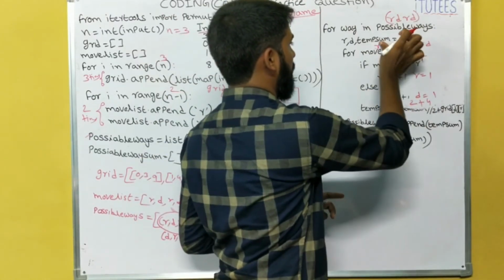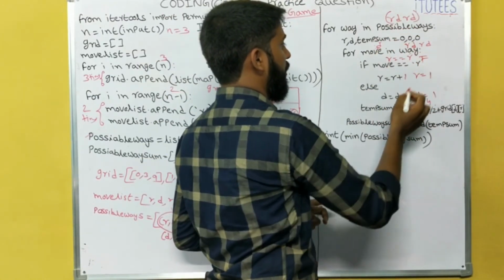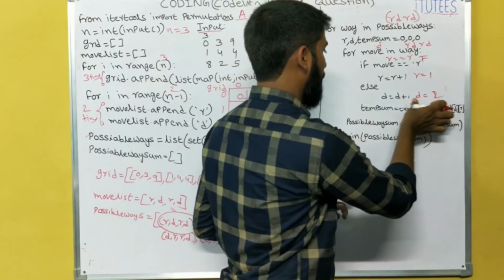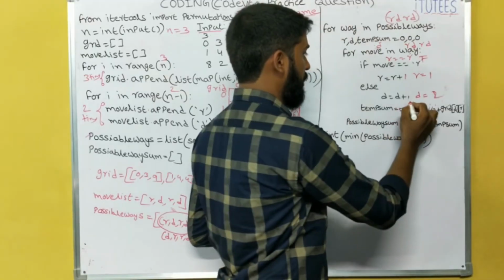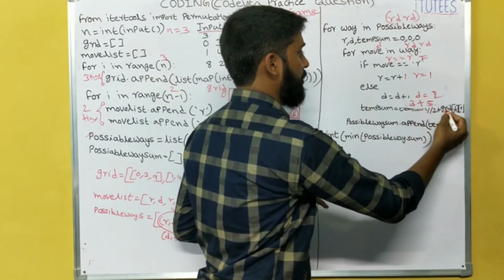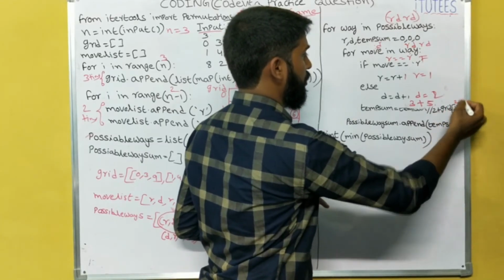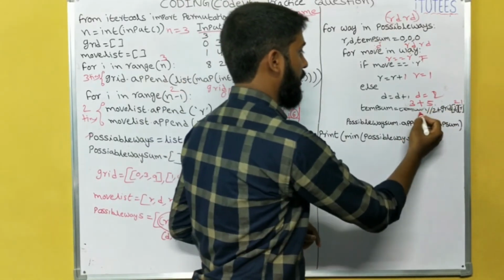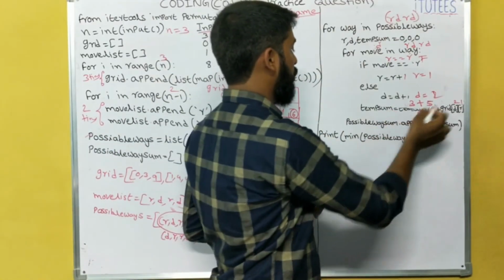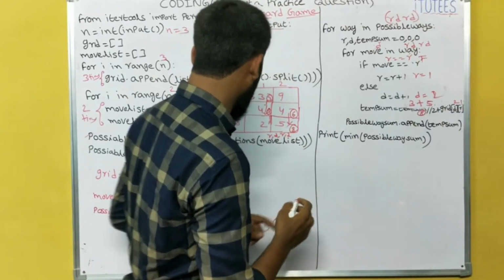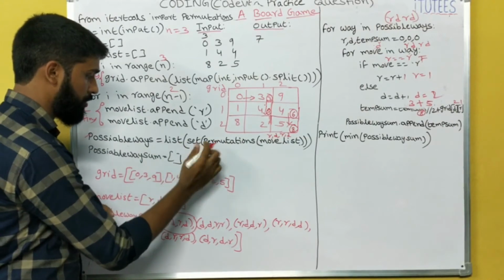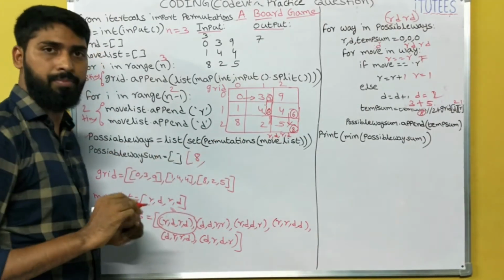Next is down, D. This is false, so increment D to 2. The previous value 6 by 2 means 3, plus grid of 2, 1, which is 5. That gives 8. The loop is over, and the 8 is stored in possible way sum. So we store 8 first.